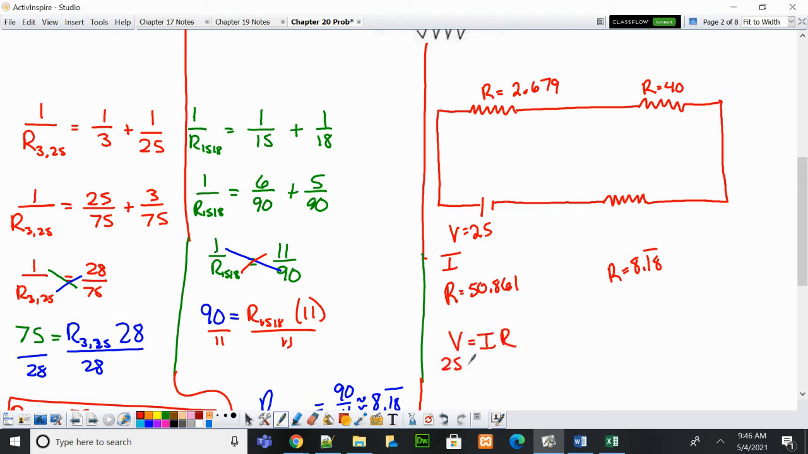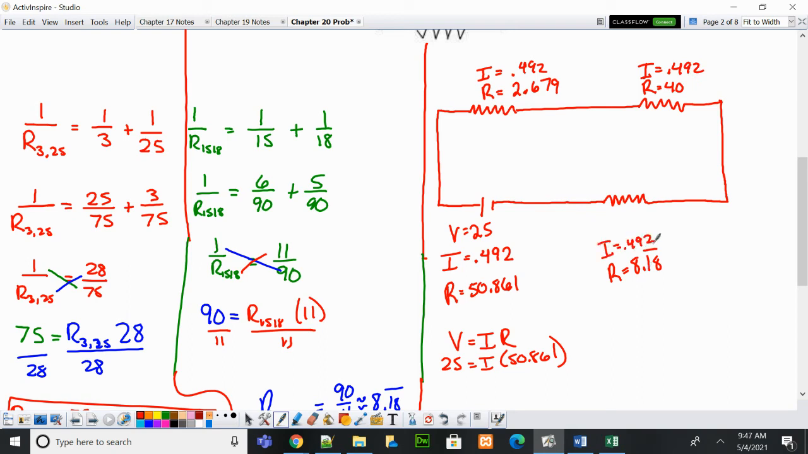After we have the equivalent resistance, we can find the current at the battery using Ohm's law. So 25 is equal to the current times 50.861. So the current, 25 divided by 50.861 is 0.492. And now we know in a series circuit that the current is the same everywhere. So I can go around and write 0.492 at all of my components.